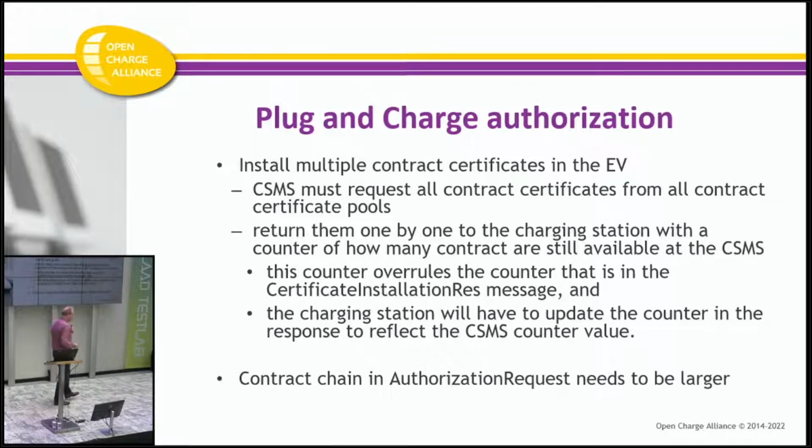For the plug and charge authorization, that's actually quite a large one. Currently, you can only install 1 contract in an EV. So that's also supported by the OCPP specification, and that has been changed to multiple contracts. So that actually also means that you have to be able to fetch multiple contracts from the CSMS.